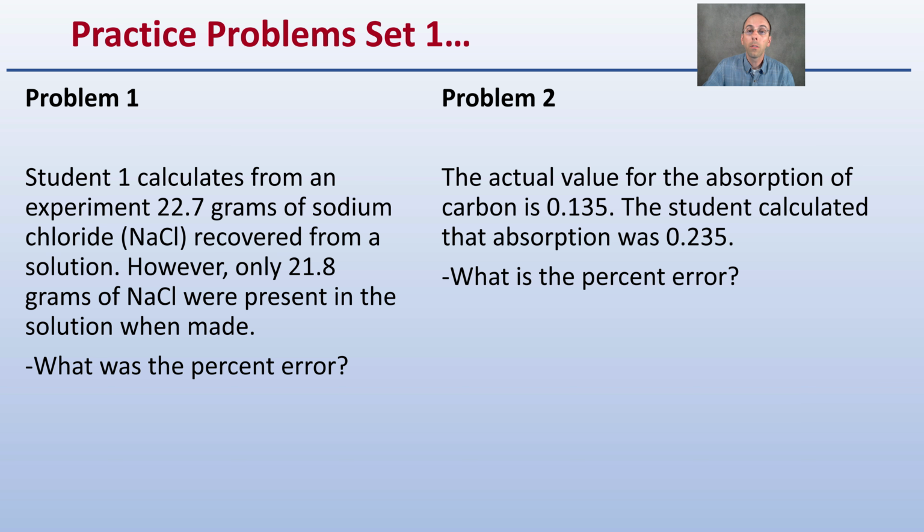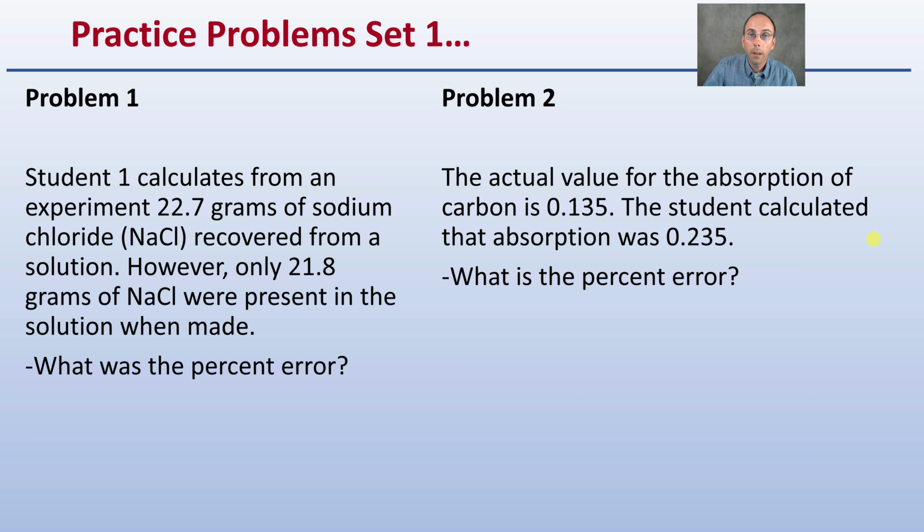We also have here the actual value of an absorption of carbon is 0.135. The student calculated the absorption as 0.235. What's the percent error? So you might want to pause the video here and try to do some quick calculations there to see what answers you get before I progress to the next slide.